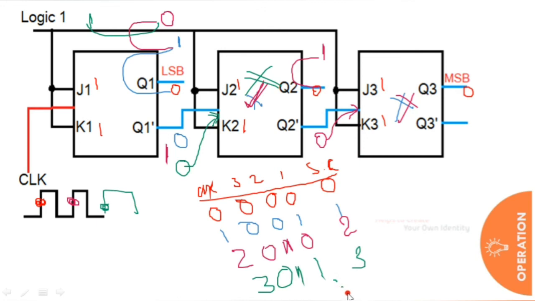Like this, you need to do the remaining. See, 0, 1, 2, 3. The count is increasing. So after 7, after 1, 1, 1, how is it going to be 0? I'll explain that one. Up to 8 counts, it is going to count. After that, it goes to the reset condition. I'll explain this reset condition.